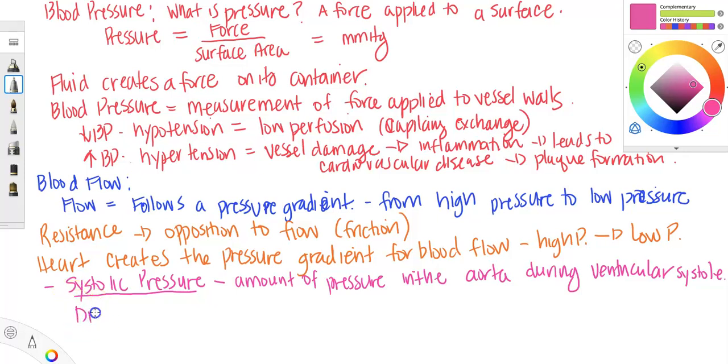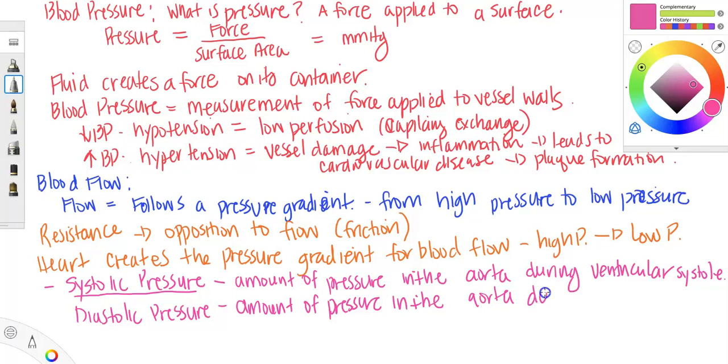Okay. Diastolic pressure is the amount of pressure in the aorta during ventricular diastole.